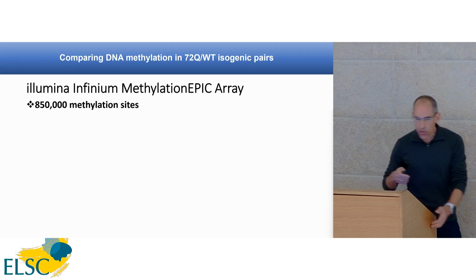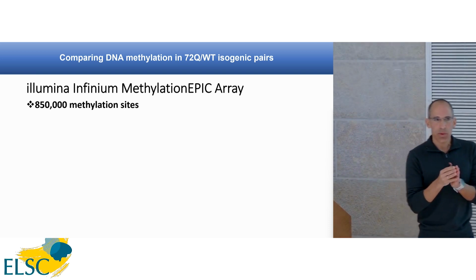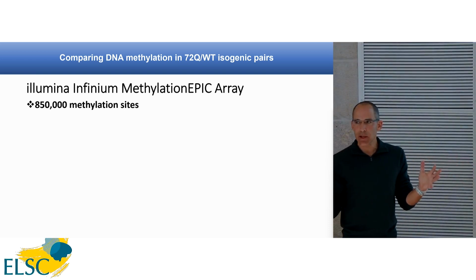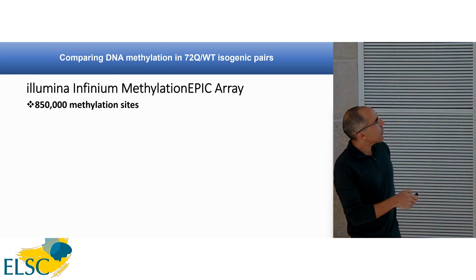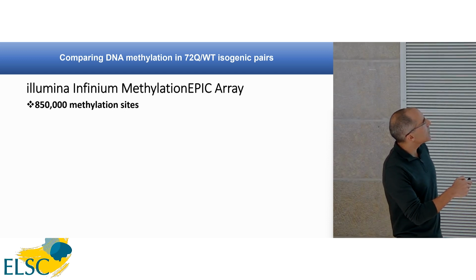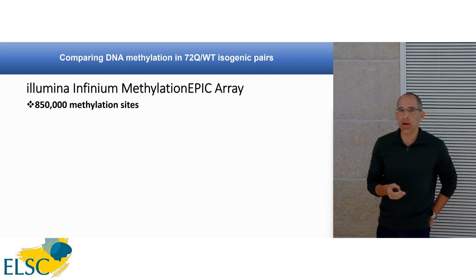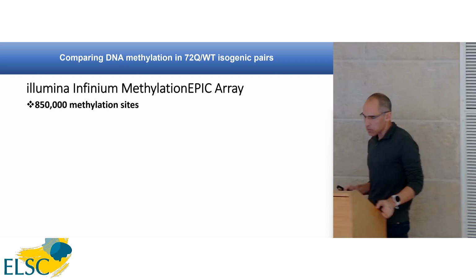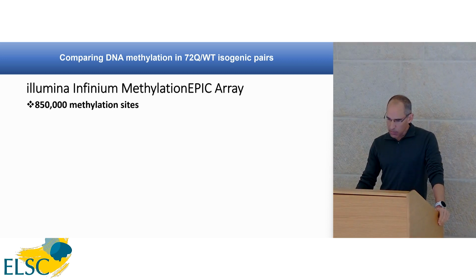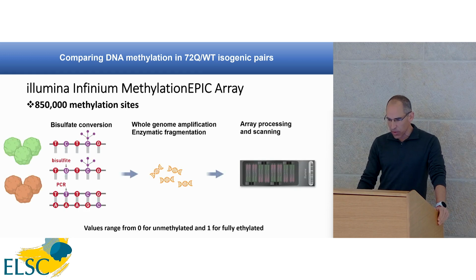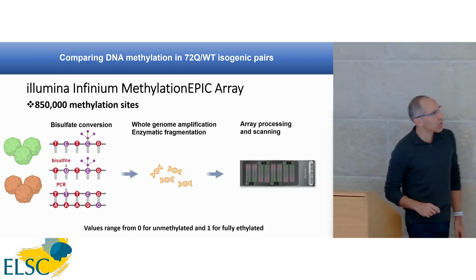So what we decided to do is we tried to go for whole genome methylation maps, and this is where the lab came into the story. So we used the Illumina methylation EPIC array, which has 850,000 methylation sites, covering a lot of the interesting CpGs in the genome, not everything, but a good coverage.